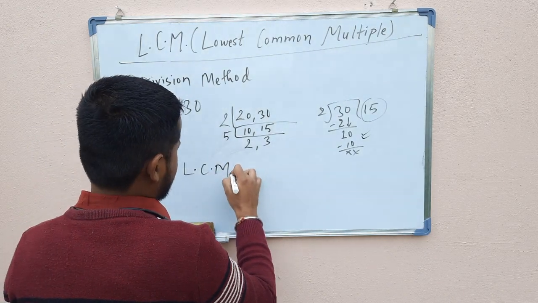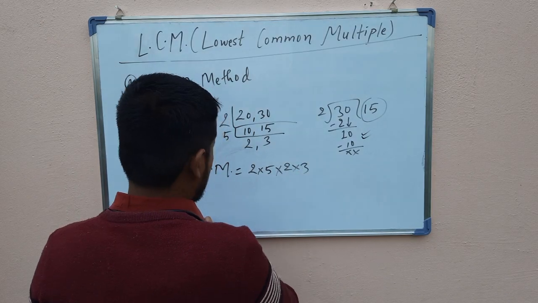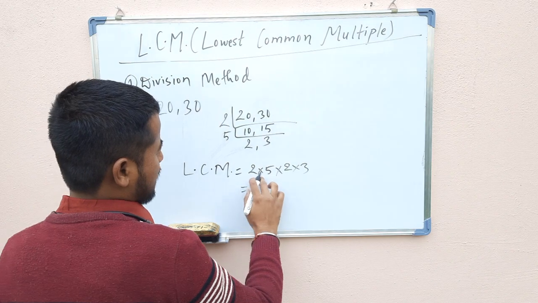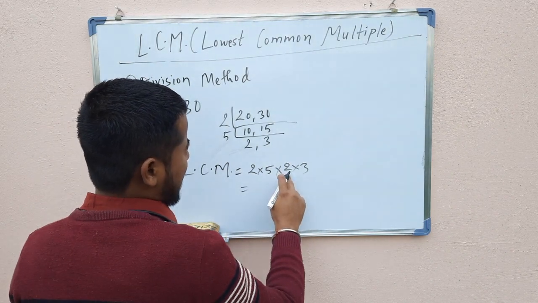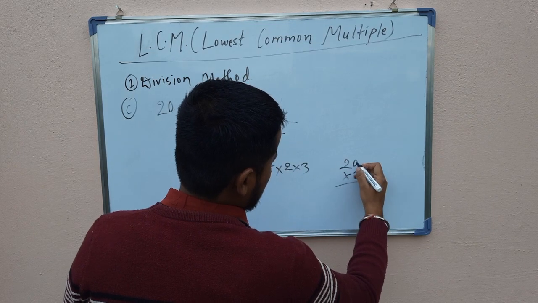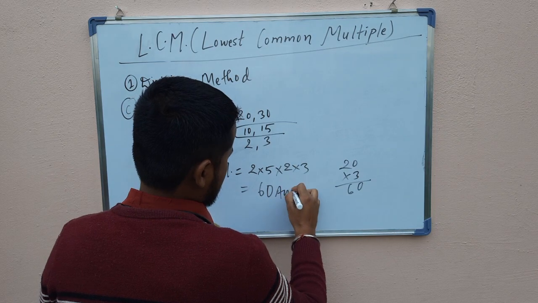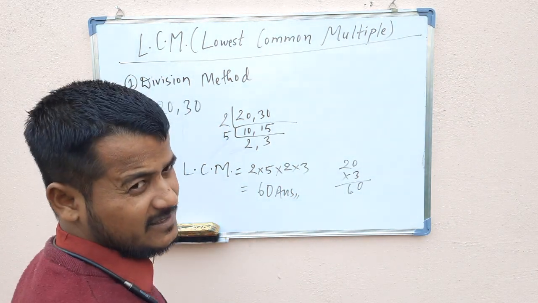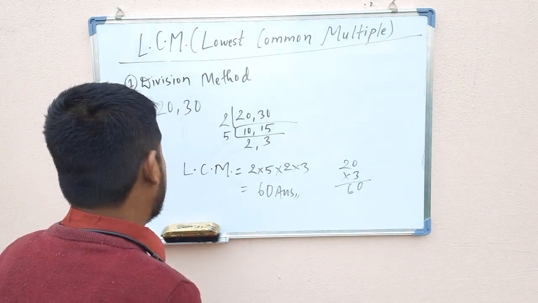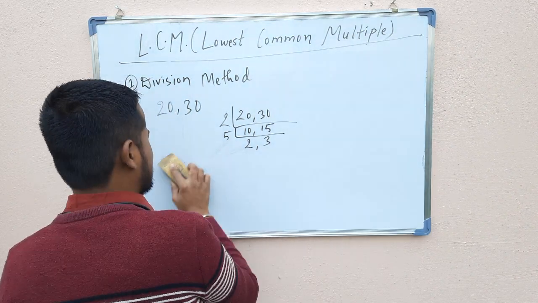Up to this much also you can find the LCM. LCM is equal to 2 into 5 into 2 into 3. In this way also you can. Now 5 2s are 10, 10 2s are 20, 20 3s are 60. Okay, 60. This is the answer. Or if you want to make 1 1 also you can do it. Let's make 1 1. It will be useful for some other questions also.